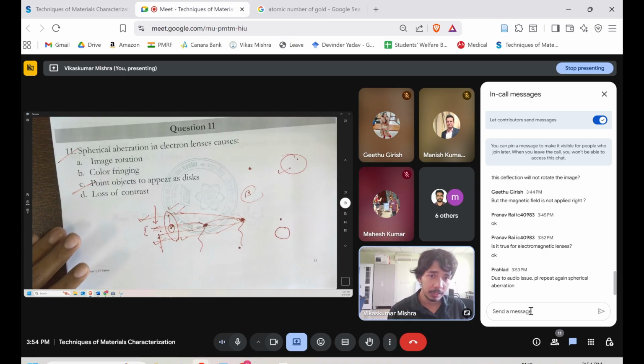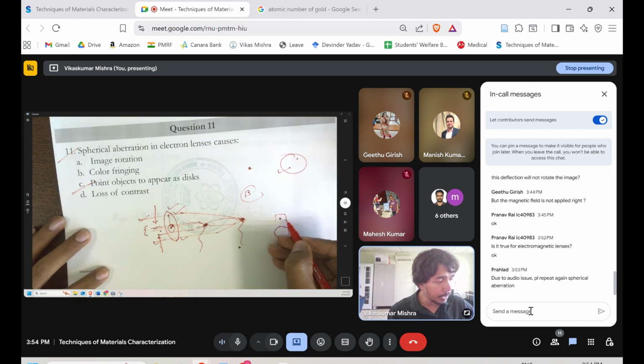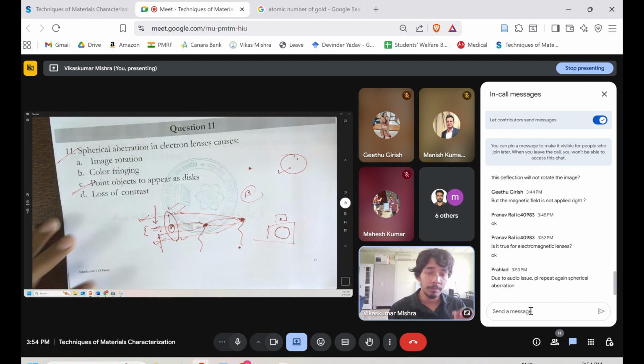This is what the spherical aberration is. The beam size itself is increasing. When the beam size increases, we know that the resolution will decrease. So if we are not removing the spherical aberration, our resolution will be very poor.